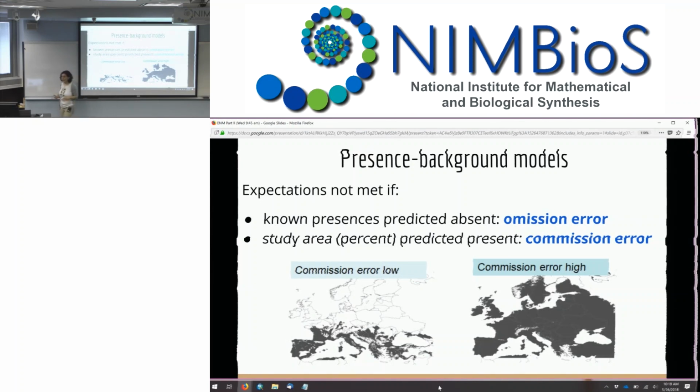So we have to take into account the fact that we have commission error, but we don't have a specific way of measuring this commission error in the presence-background models.